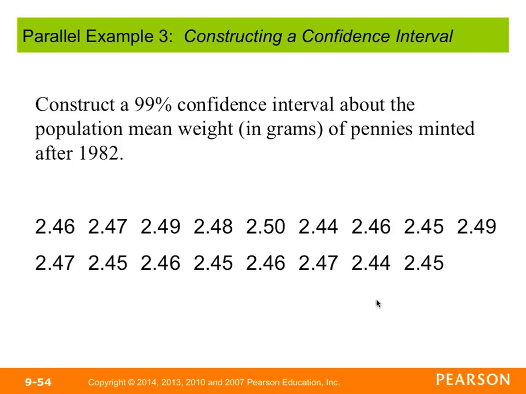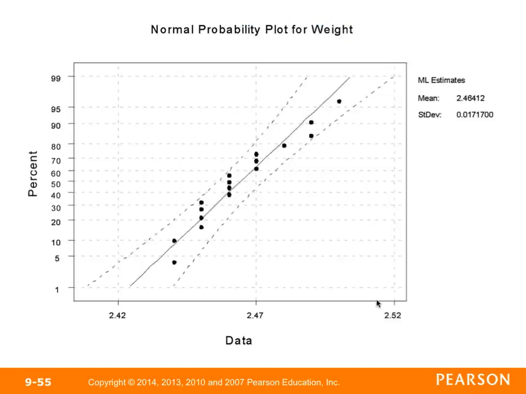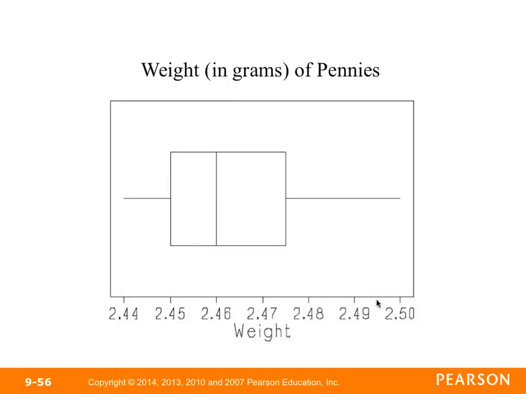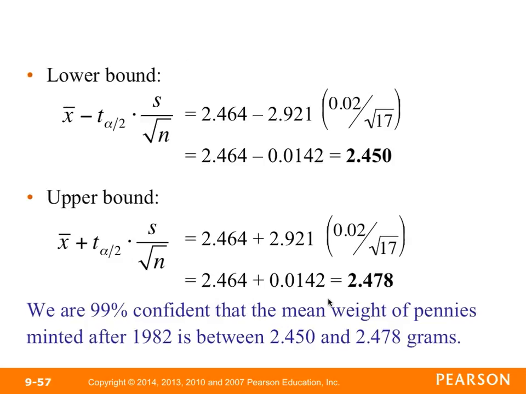So let's say we want to construct a 99% confidence interval about the population mean weights in grams of pennies minted after 1982. So this is that same penny problem that we had earlier. So we still have our 17 observations. We do a normal probability plot. This was created in Minitab for us. And you'll see there aren't any points out of our bounds, so that looks good. And then the box plot does not show any outliers. We don't have any asterisks there, so that's good as well.